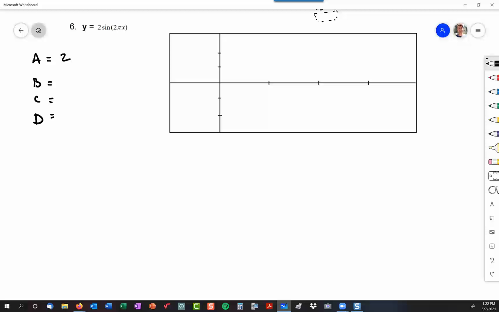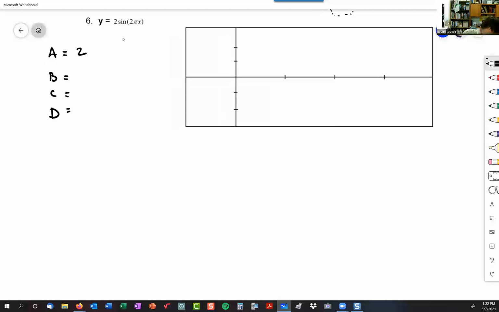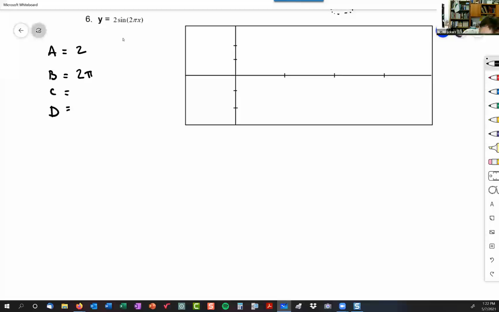I can't remember the name of it. Are you talking about that little thing right there? Yes. That's pi. That's our symbol for pi. So yeah, x is my variable, and 2 pi is what's multiplying the x. So the B number is both factors there. Okay, let's keep going down the list.